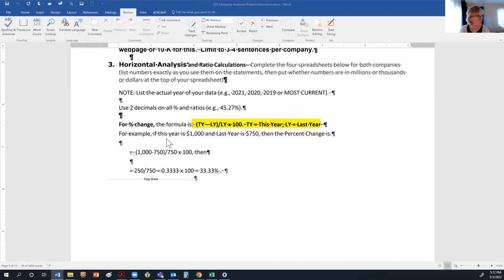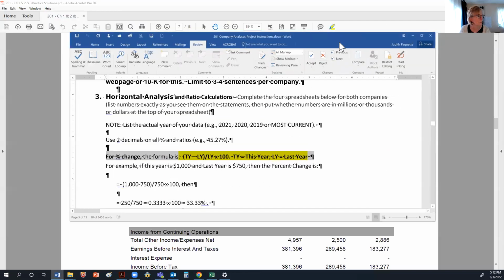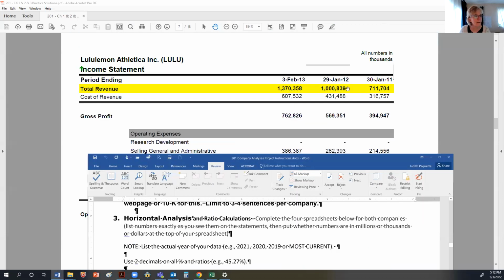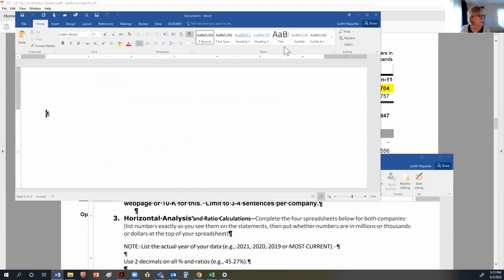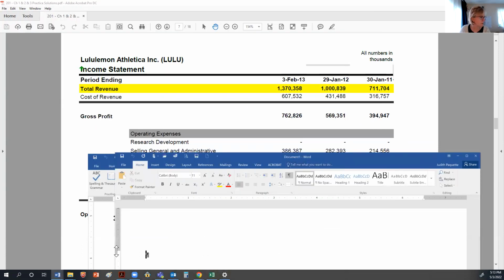So let's go do that with Lululemon. All right, so we're going to do 1,839,000 minus 711,704. Okay, so to do that formula, we're going to do 1,839,000 minus 711,704. And what do we get? What does that give us? So somebody throw that in the chat. What's the answer to that subtraction?